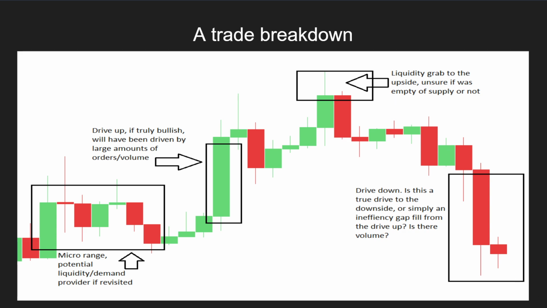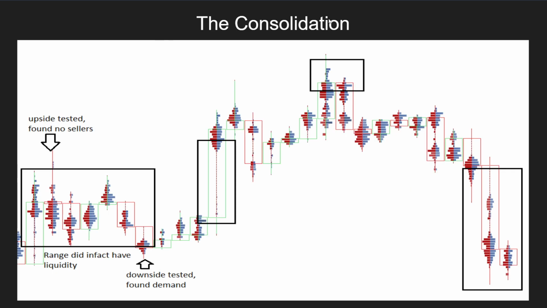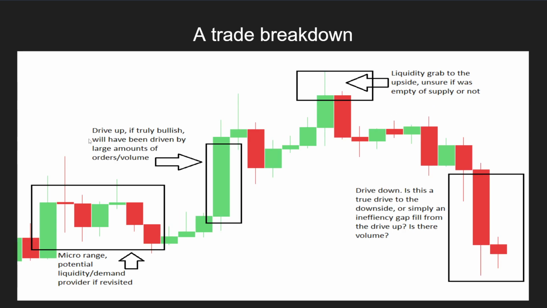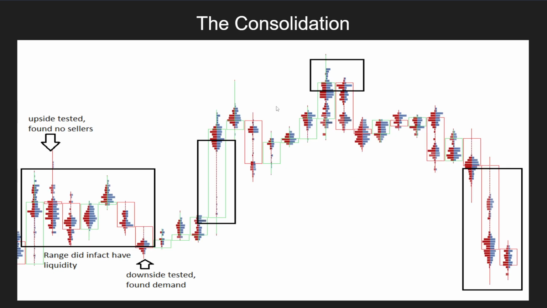So yeah, that's that. And then over here, part 4, a drive down. Is it high volume? We don't know. Or simply a low volume drive down, filling in the gap from the drive up. Let's take a look on the footprint, and that's what we're gonna do over here. The consolidation. And by the way, we're just looking at the candlestick chart because we're assuming a lot of people are used to candlestick charts, and that's why we're making the comparison.